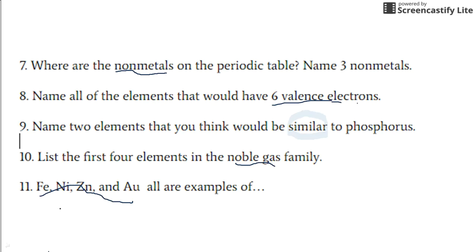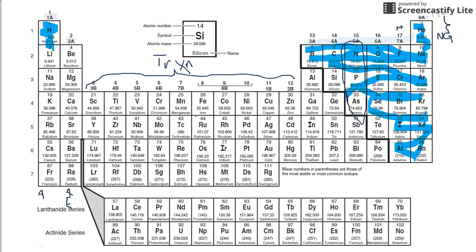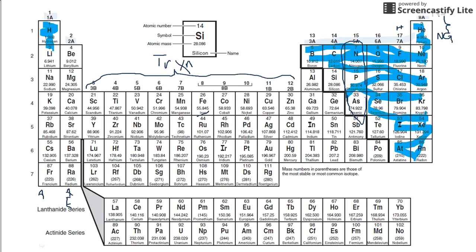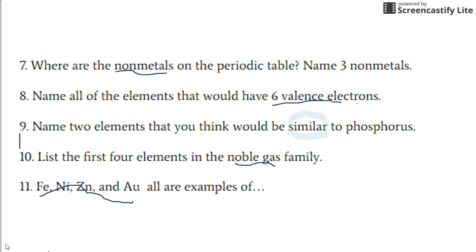One more periodic table question. These: iron, nickel, zinc, and gold. Let's find them. Iron. What else is there? Nickel. Here. Zinc. I remember being there. Z right here. And gold right here. So all of these four elements that listed are here in this section right here. They are transition metals. Okay, so you should be able to answer these 5 questions about the periodic table.